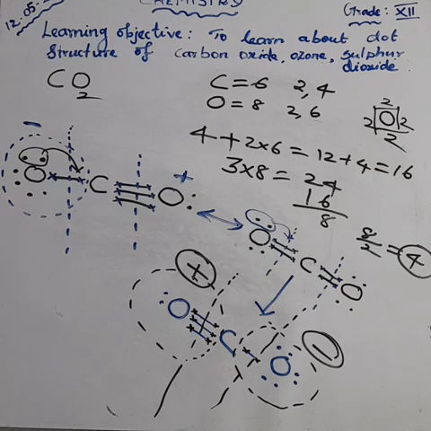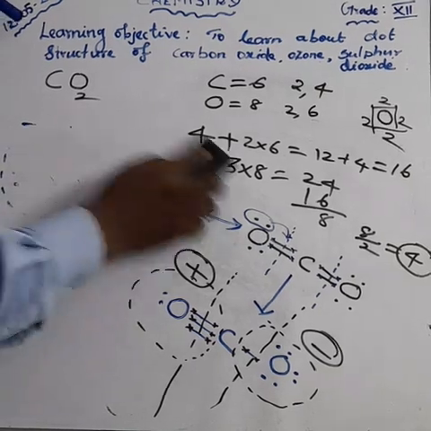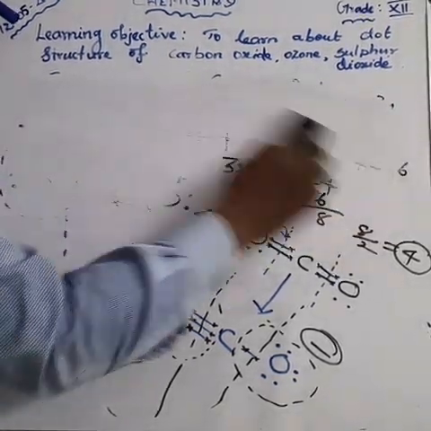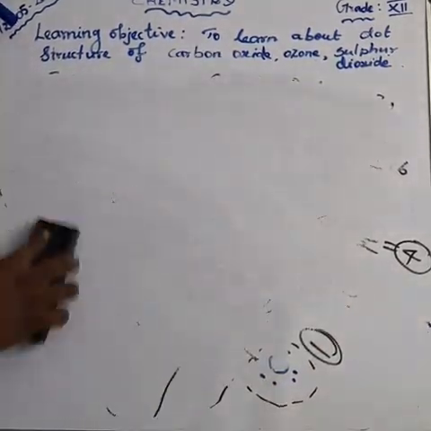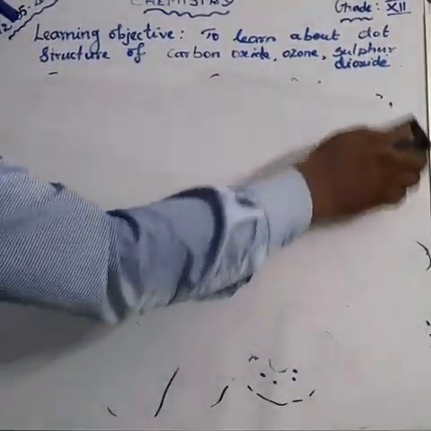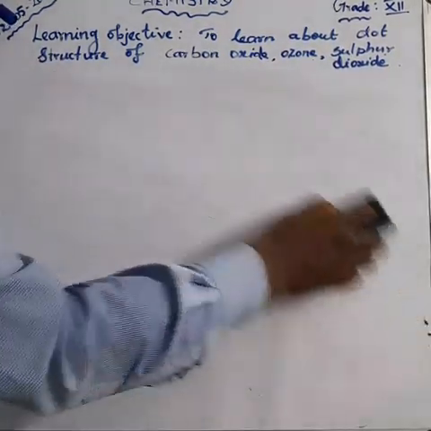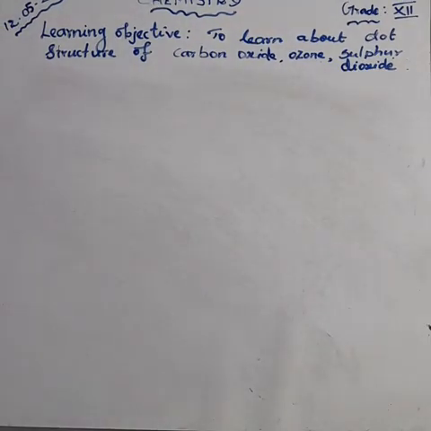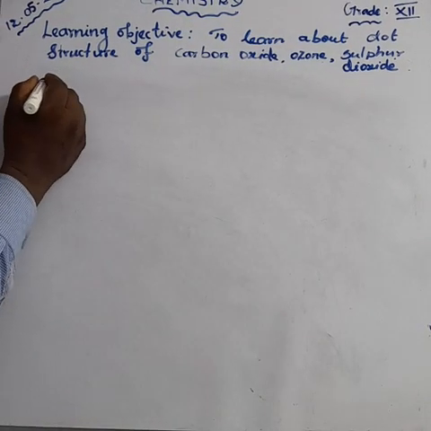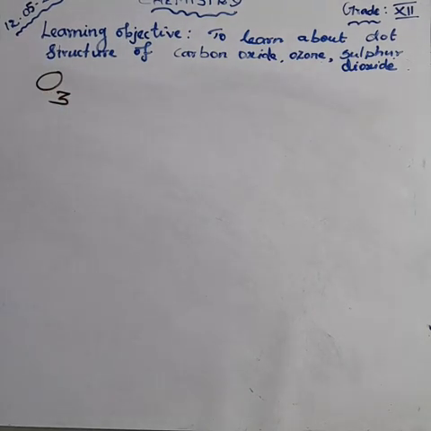Can you understand? Next we can find out the structure of ozone. Can you say what is the formula for ozone? Oxygen formula is O2. And we are adding one more oxygen, so it becomes O3. The electronic dot structure of ozone. How to draw the structure of ozone.